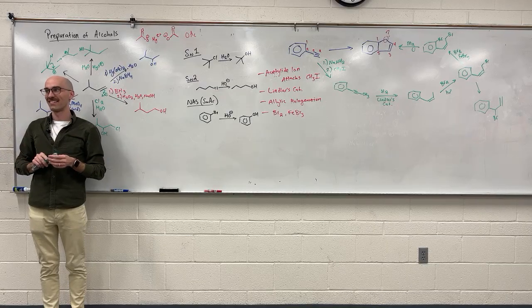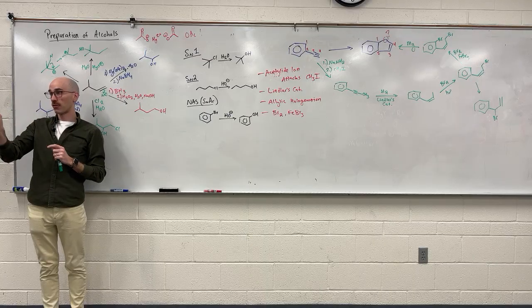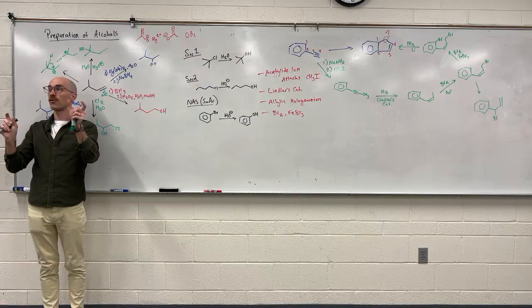Would you try adding a group that is either ortho or para? Would that make it faster? Should I add an electron withdrawing group or should I add a donating group?